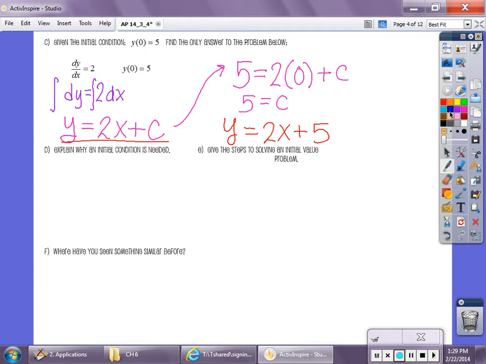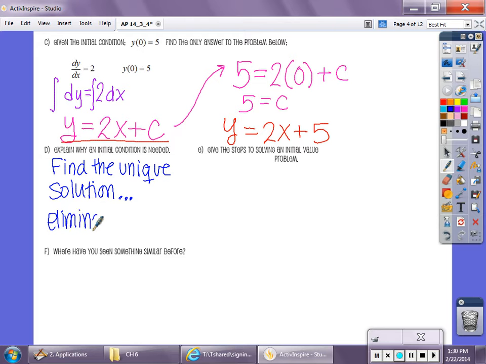So why do we need an initial condition? This is to find the unique solution. The other way you can think of it, it eliminates the plus c. You're essentially solving for the plus c. Give the steps to solve an initial value problem.